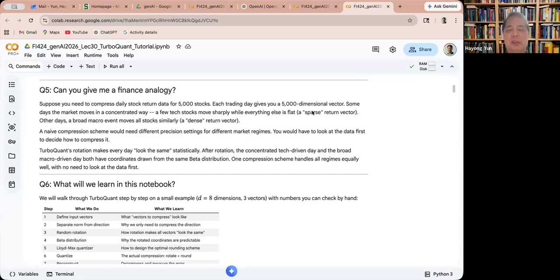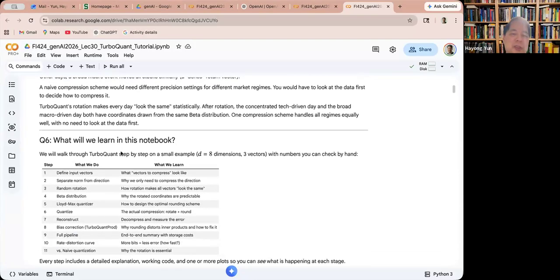When there's a sparse vector, you would concentrate the bins near where the trades were, and where it's flat, you don't need many bins, right? But for the dense ones, you need bins across all kinds of prices. The TurboQuant rotation makes every day look the same statistically. After rotation, the concentrated tech-driven day and the macro-driven day both have coordinates drawn from the same beta distribution. One compression scheme handles all regimes equally, with no need to look at the data first.